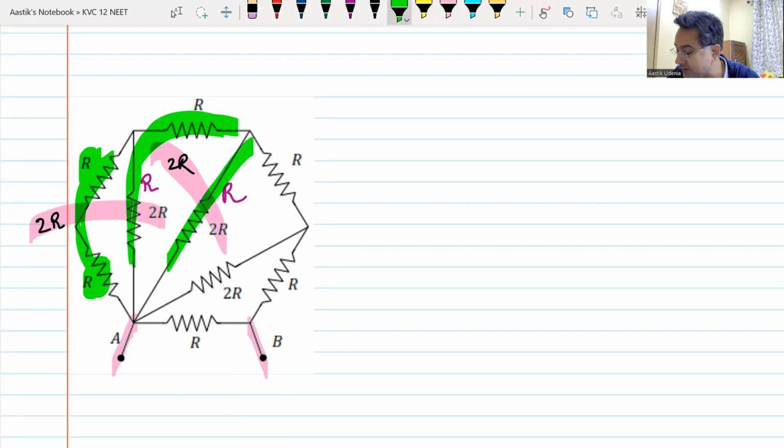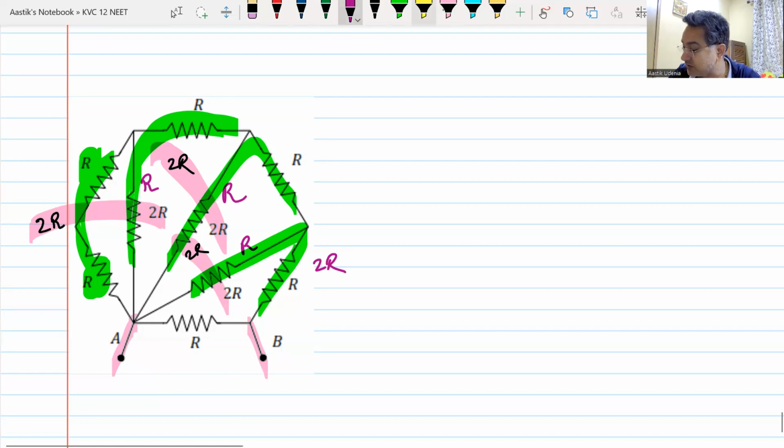Now this R and R are in which type of combination? Series. How much does it become? 2R. Now this 2R and this 2R are in what type of combination? Parallel. How much does it become? R. Now this R and R are in which type of combination? Series. So how much does it become? 2R. Now this 2R and this R, oops, wrong color. Now this 2R and R are in which type of combination? Parallel.